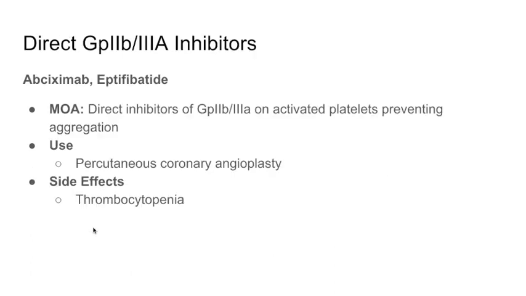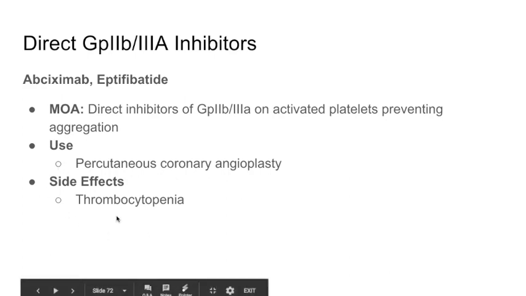Now the last agents are direct 2B3A inhibitors. So these are abciximab and eptifibatide. Again, they're direct inhibitors of the 2B3A on unactivated platelets, preventing aggregation. So when you really want to use these is for the fast onset of platelet inhibition. So if a patient is having percutaneous coronary angioplasty and you want to inhibit platelets acutely, you can give these medications. Only in patients that are going to the cath lab that are getting an angioplasty or getting a stent placed. Side effects is they cause thrombocytopenia because they inhibit these receptors on the platelets.